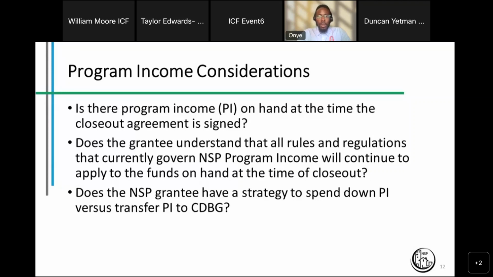Continuing on, you also want to think about, do you expect there to be program income on hand at the time the closeout agreement is expected to be signed? Do you understand how all the regulations that are currently governing NSP program income will continue to apply to the funding on hand at the time of closeout? And lastly, do you have a strategy to spend down program income versus transferring that program income to CDBG?